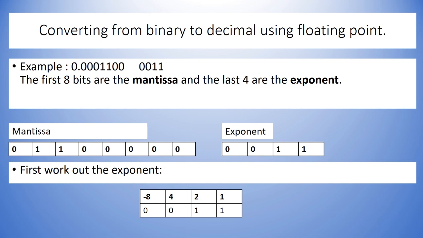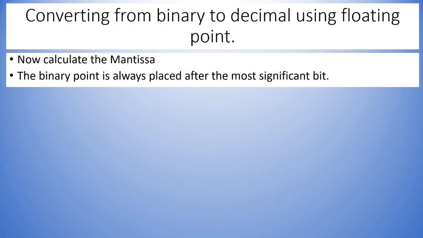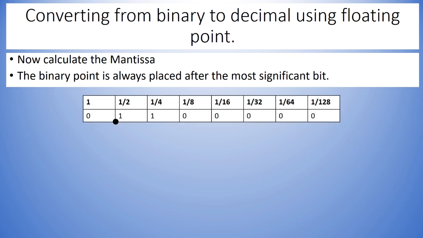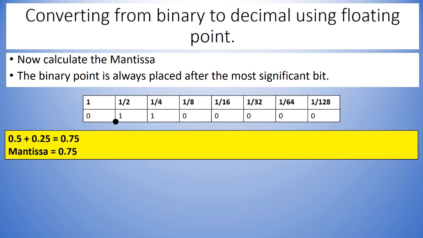How do we know that? If we write it in binary form, 0011, that's 2 plus 1, which is 3. Done, we've worked out the exponent. Then we calculate the mantissa. The binary point is placed after the most significant bit. So 0.5 plus 0.25, that's 0.75. Mantissa, done.